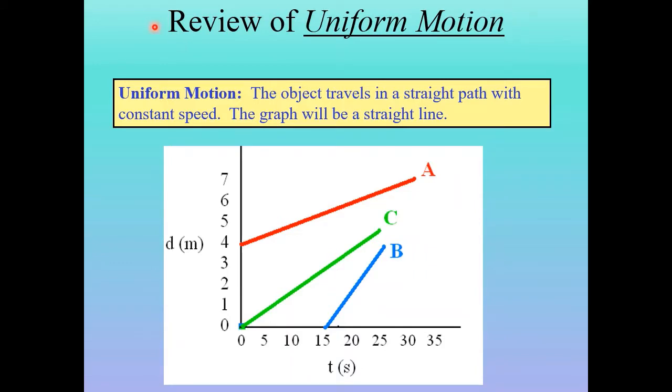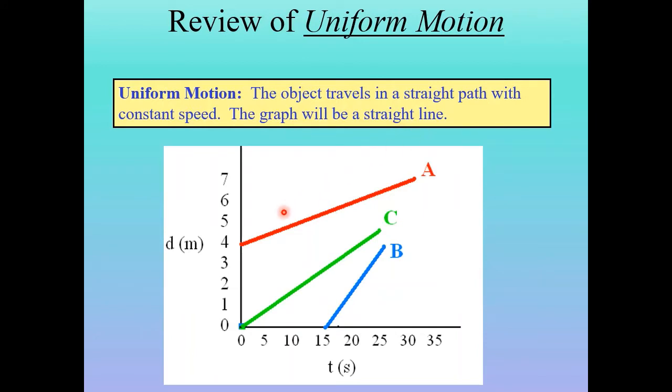The motion that we looked at in Part 1 of this chapter was technically called uniform motion. Uniform motion is when an object travels in a straight path with a constant speed. And in this case, the graph of uniform motion will be a straight line.